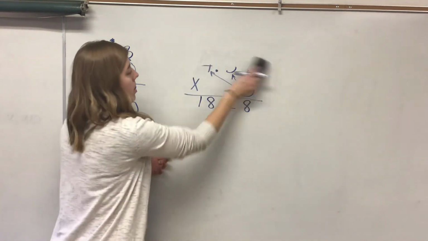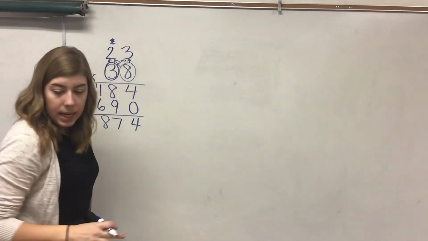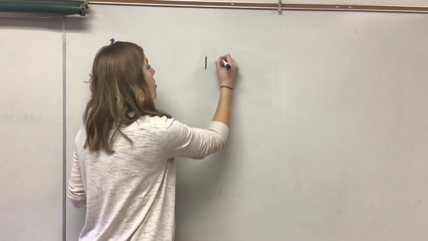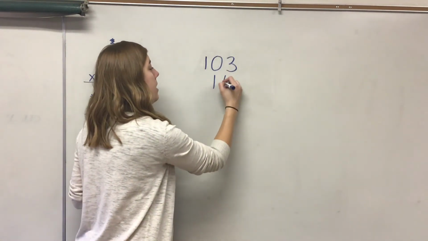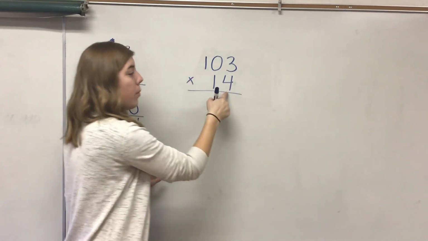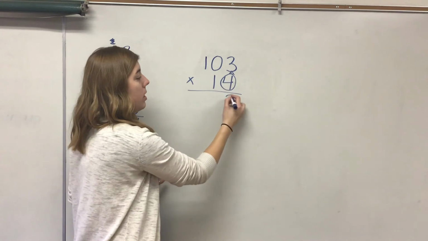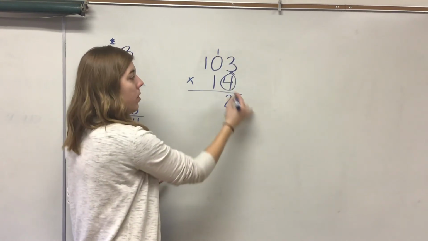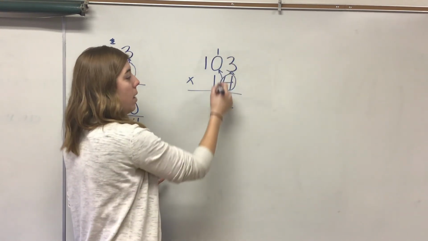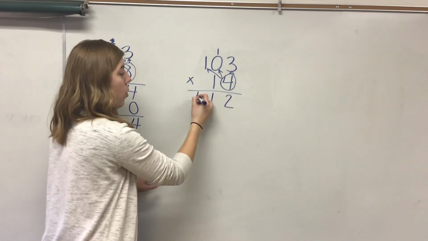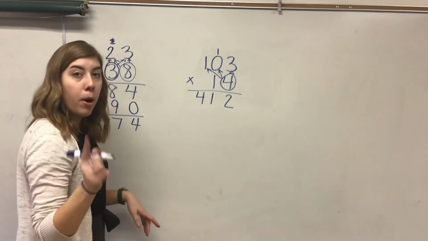Let's try one more like that. We'll make it slightly more difficult. Let's do a 3-digit times a 2-digit. Let's try 103 times 14. Again, starting with the ones place closest to the line, times the ones place above it. 4 times 3 is 12. 4 times 0 is 0, plus that 1, 1. 4 times 1, 4.